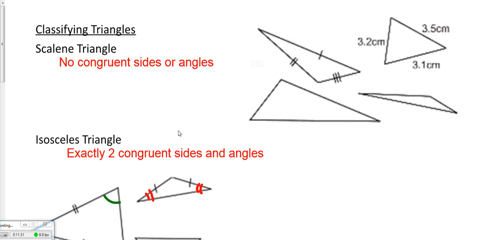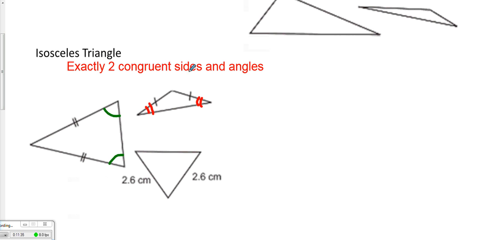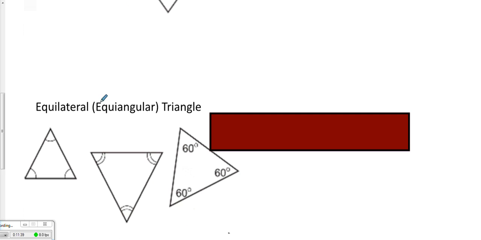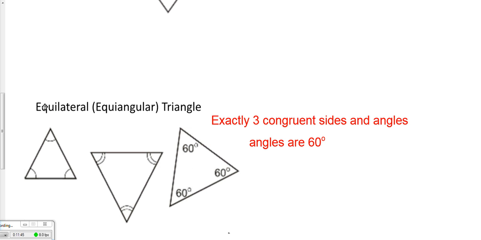Okay, so we have scalene triangle, no congruent sides, isosceles triangle, just exactly 2 congruent sides, not all 3. Equilateral means that all 3 sides are the same. Now, this also goes along with saying equiangular. There are 2 kind of pieces of each word. Equi means the same or equal.